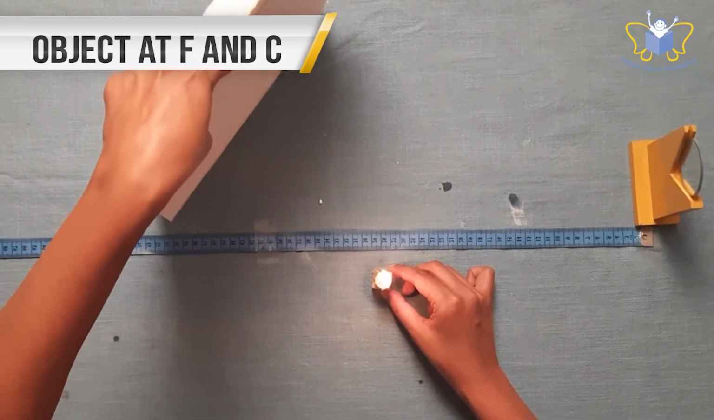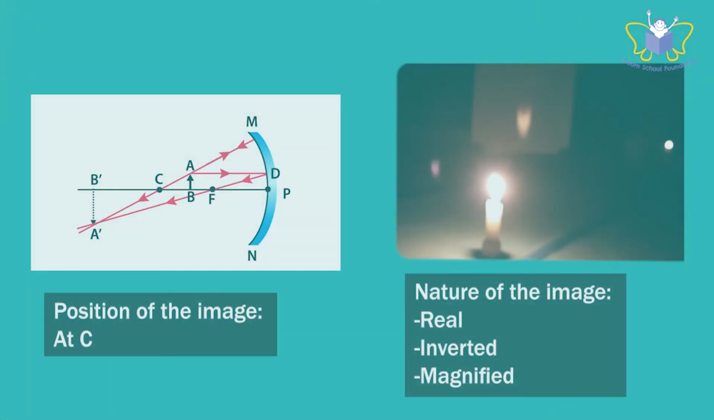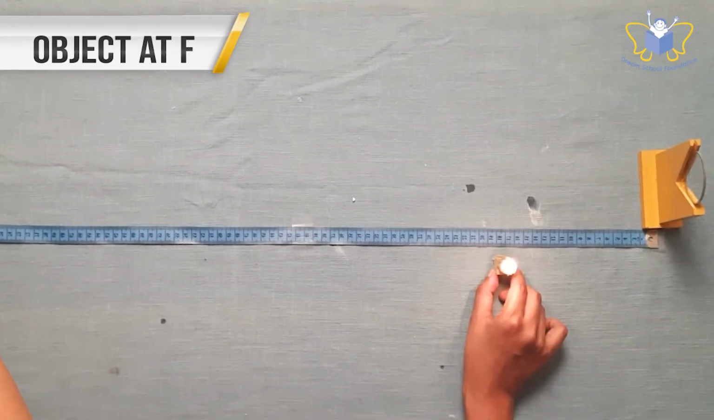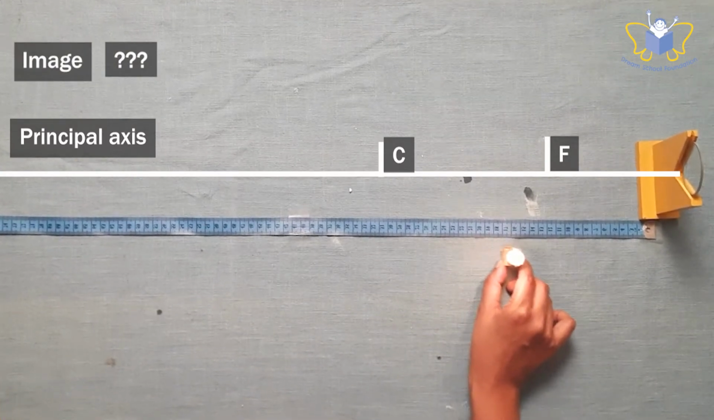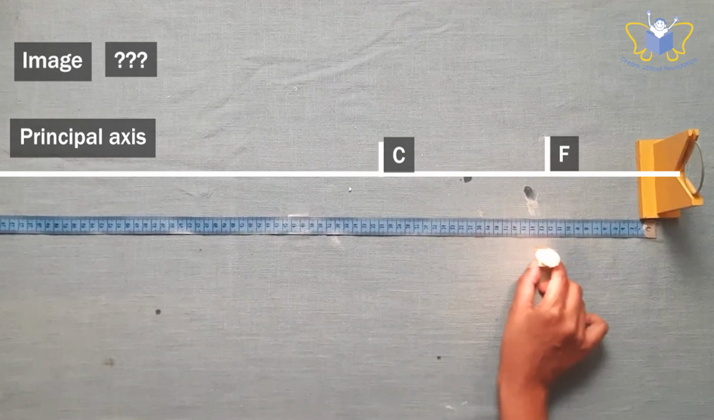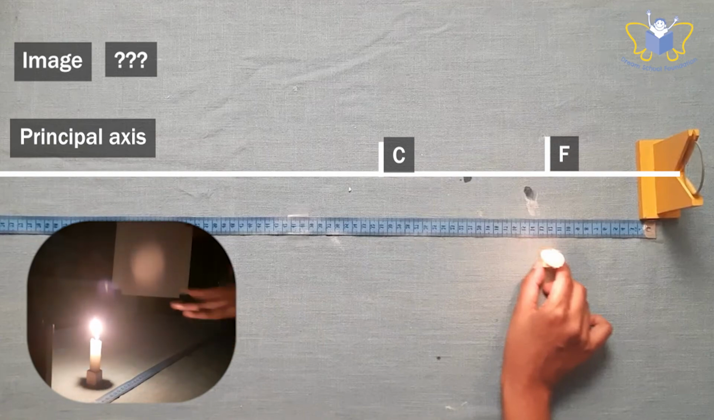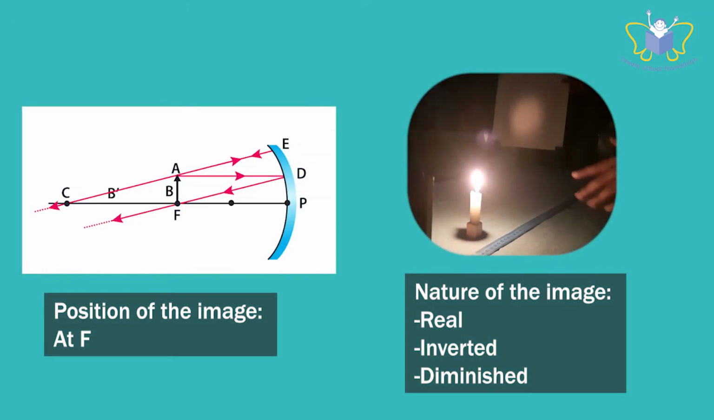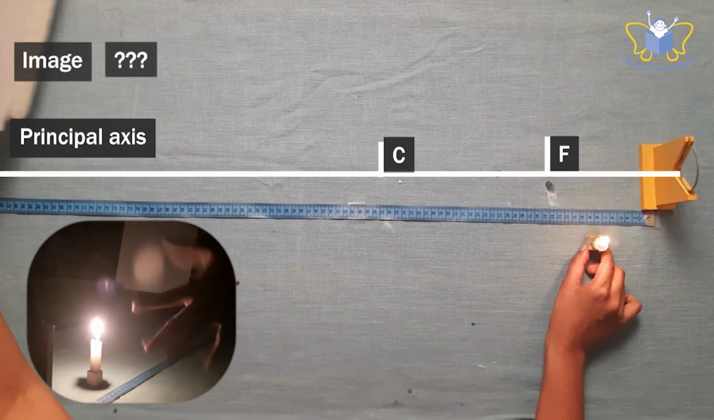When we place the object between C and F, the image is formed beyond C. The image is real, inverted, and magnified. When we place the object at F, the rays which are reflected come out parallel to each other. Hence, they meet at infinity. Therefore, the image is formed at infinity too. Hence, it is difficult to catch it. The image is real, inverted and highly magnified.